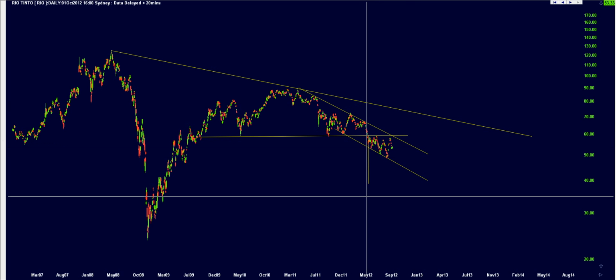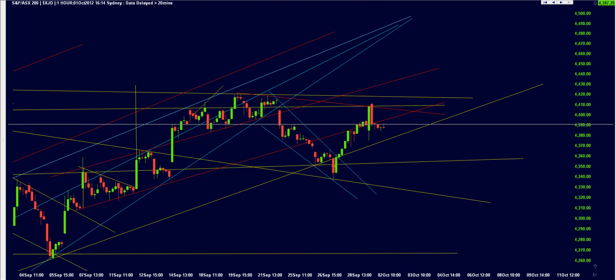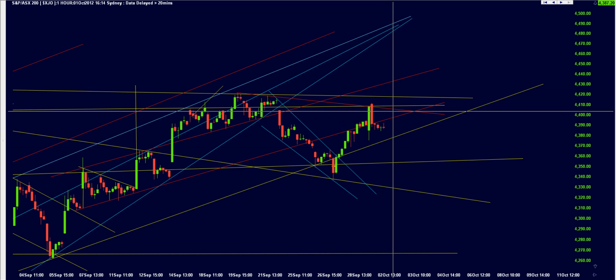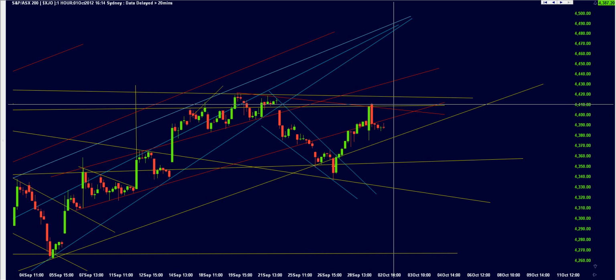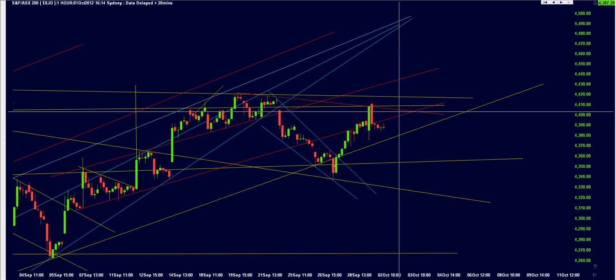Guys, that's fairly much the update for today. In recap, if we're able to rally back up, we've got a few areas of resistance to break through here around that 4,410 area. That's fairly much it for today, guys.